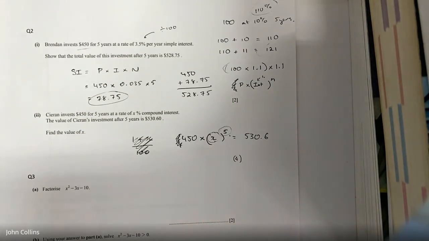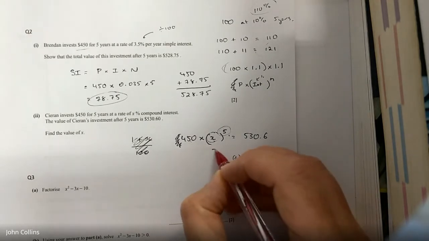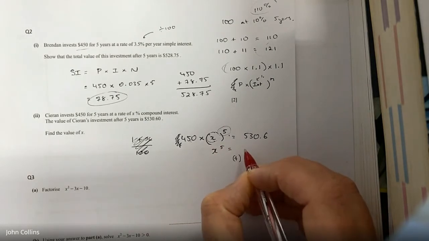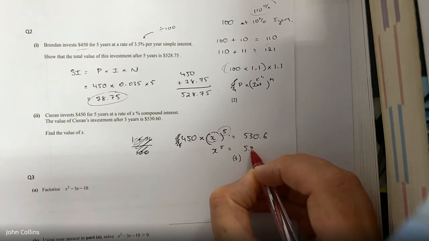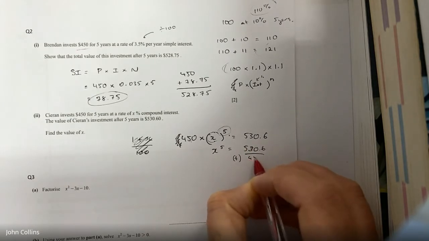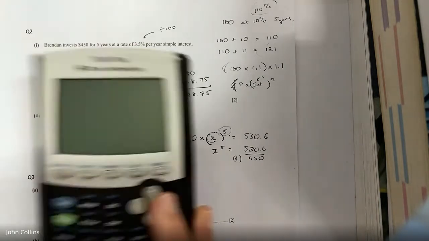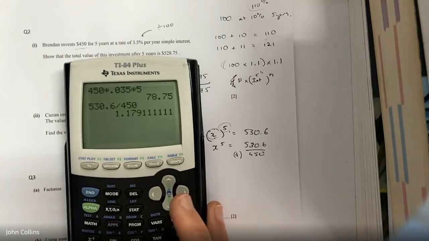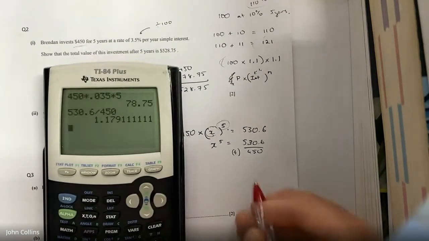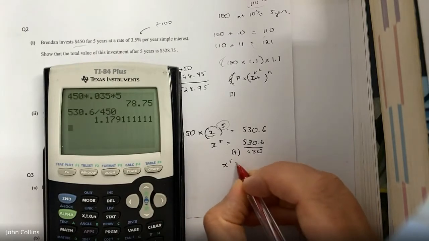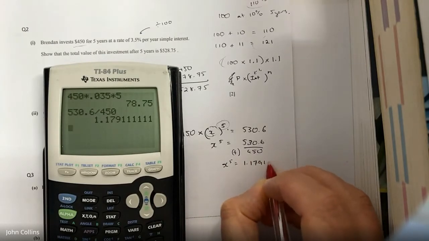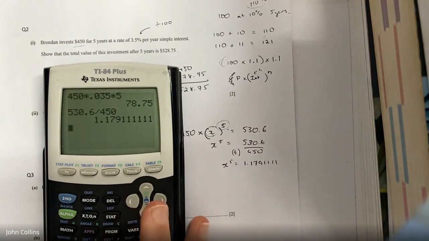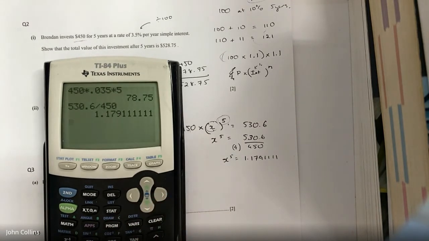Okay. So first thing, I can divide both sides. So that's X to the 5, and then divide both sides by 450. 530.6 divided by 450. We're going to need a calculator for this. 530.6 divided by 450. And it gives 1.1. X to the 5 is 1.17911 loads of ones. Okay, is that my interest rate then? It's 18%? Oh, I'm not there yet. That's X to the 5.